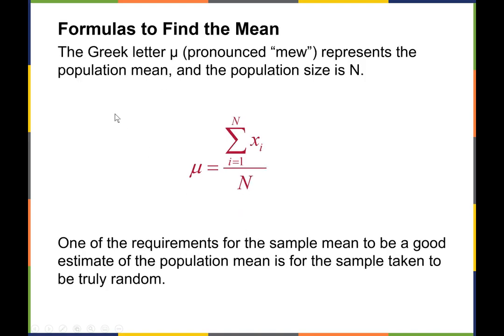When we want to calculate the population mean, not the sample mean, we use the Greek letter mu. And we say the population size is a capital N. Same formula. It's just when we use mu, we're referring to populations, and when we use x bar, we're referring to samples. And one of the requirements for the sample mean to be a good estimate of the population mean is that you take a sample that is truly random.